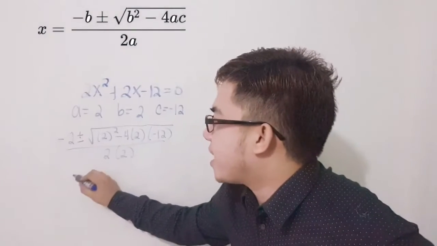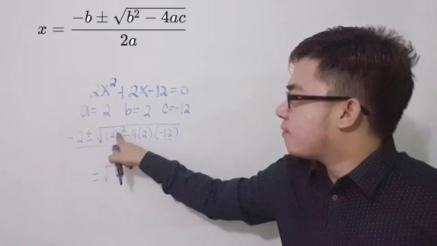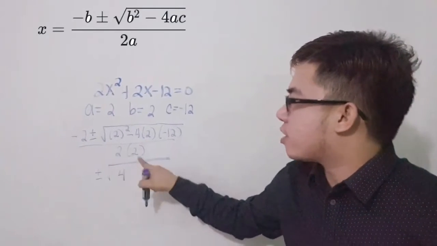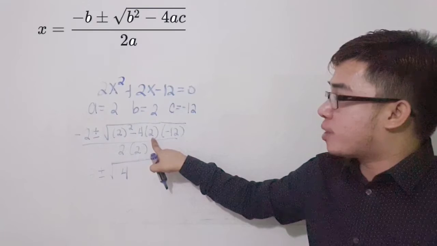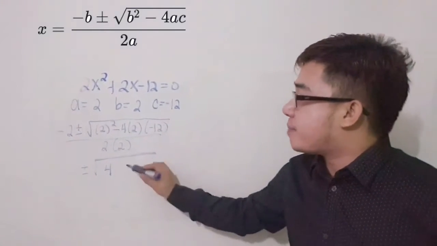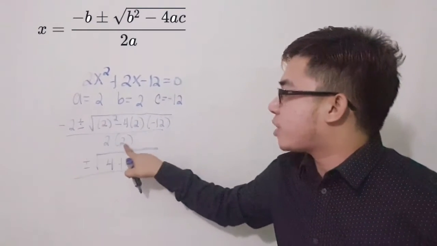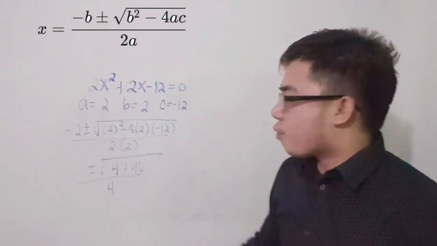Then, perform the indicated operation. So we have negative 2 plus and minus the square root of 2 squared, which is equal to 4. Negative 4 times 2 is negative 8. And negative 8 times negative 12 is positive 96. All over 2 times 2, which is equal to 4.